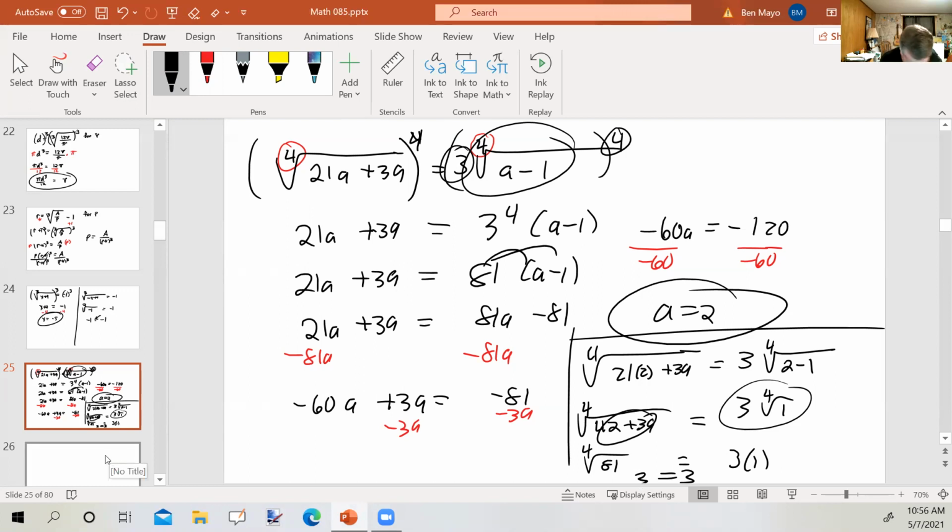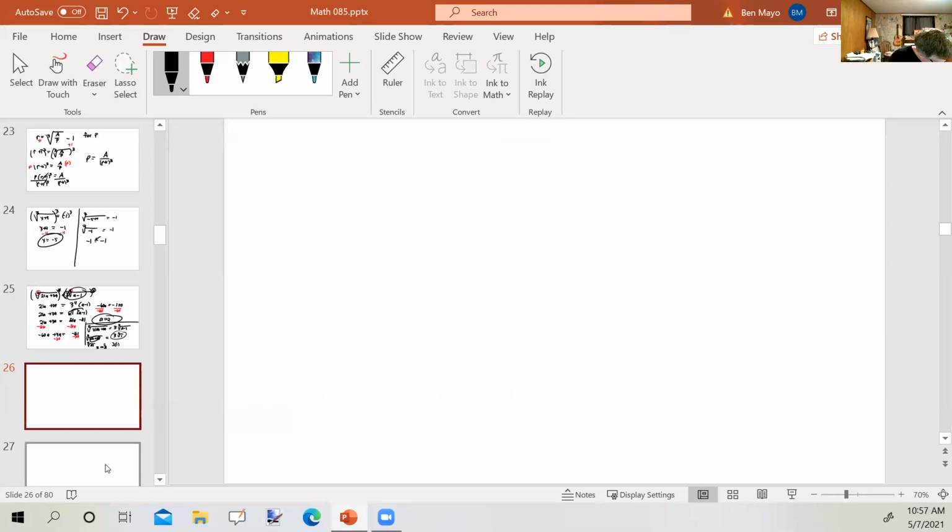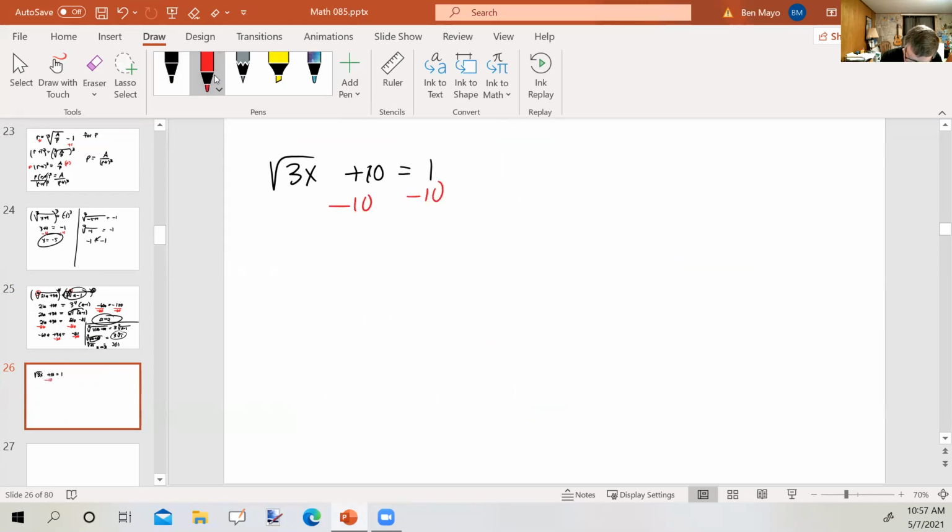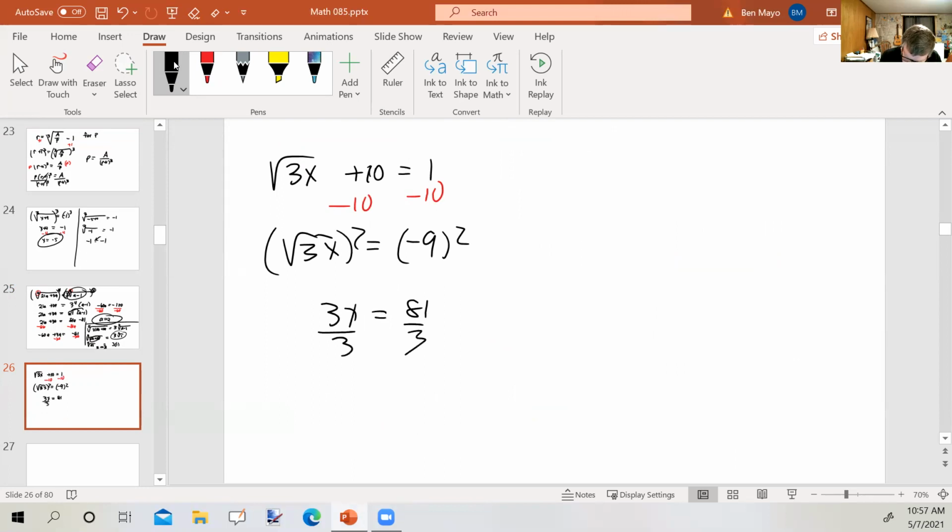Let's do 2 more examples. Let's do this one. The square root of 3x plus 10 equals 1. So I'm going to isolate the radical by subtracting 10 from both sides of the equation. The square root of 3x equals negative 9. Square both sides. 3x equals 81. Divide by 3. x equals 27.